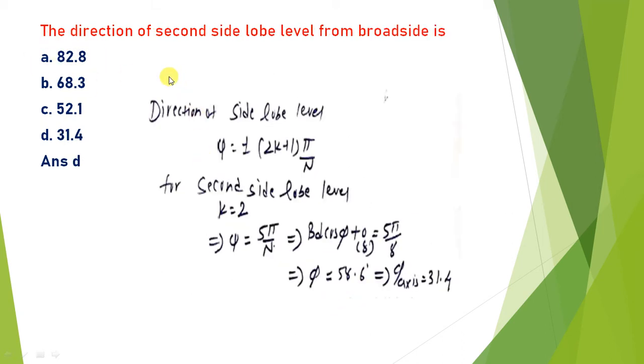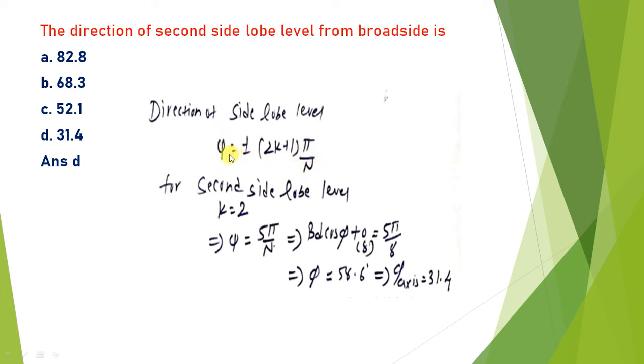Now the data is again the same. We have to find another parameter, the direction of the second side lobe level. Now for the side lobe level, psi is equal to plus or minus (2k plus 1) multiplied by pi by n. In the previous case it was 2k pi by n, here it is 2k plus 1. So for k equal to 1, we get the first side lobe level. For k equal to 2, it is the second side lobe level. So here for the second side lobe level, put k equal to 2, that will give you psi equal to plus or minus 5 pi by n, and n equal to 8 is already given.